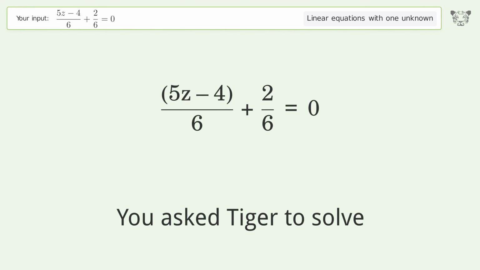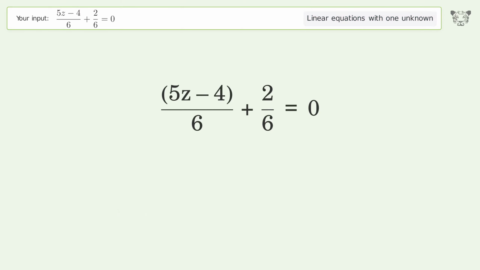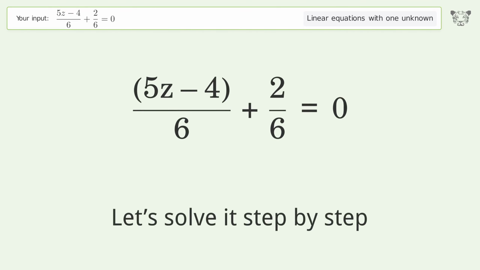You ask Tiger to solve. This deals with linear equations with one unknown. The final result is z equals 2 over 5. Let's solve it step by step.